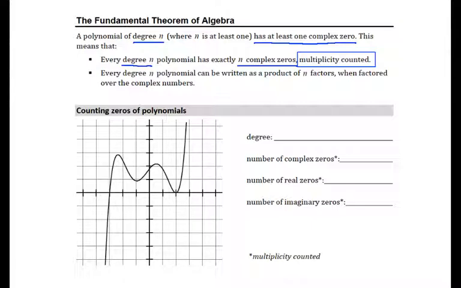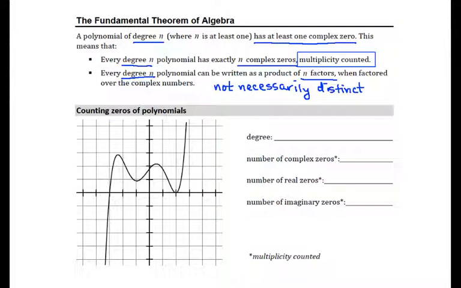Also, we can see that a degree n polynomial can be written as a product of n factors when factored over the complex numbers, noting that these factors are not necessarily distinct. What that means is if we have, for example, a multiplicity 2 zero, well, that's going to correspond to a squared factor. We would count that squared factor as 2 factors for the sake of the fundamental theorem of algebra.